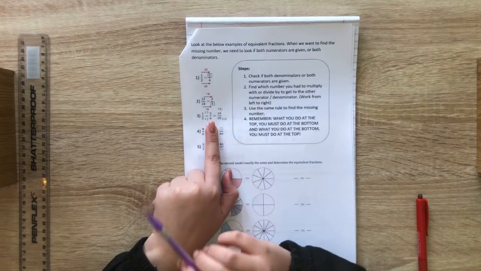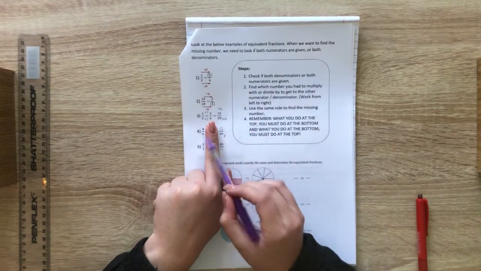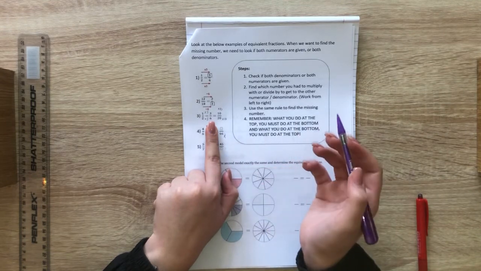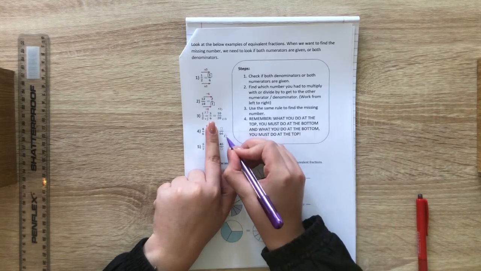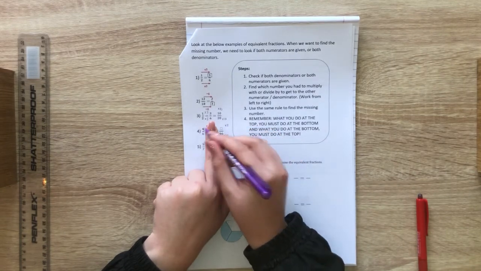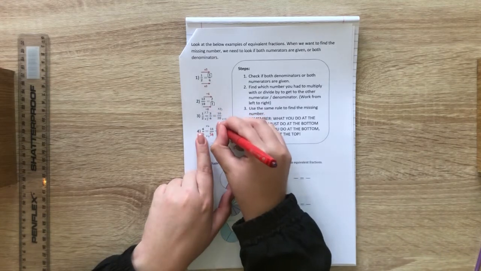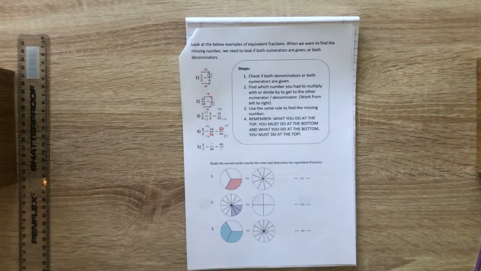Both denominators were given. The number's getting bigger, so we know it's multiplied by something. 6 times what gives us 66? It's 6 times 11. Do the same thing on the top. 4 times 11 is 44. So your second number is 44.